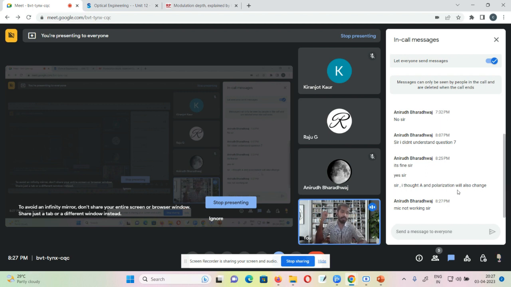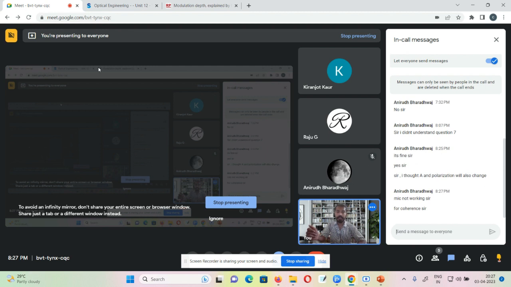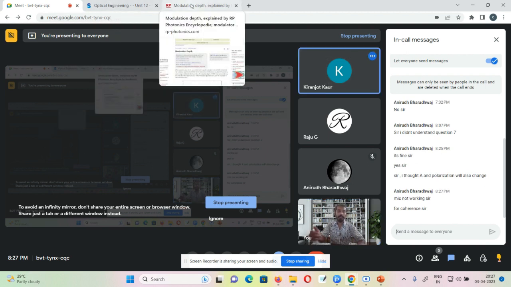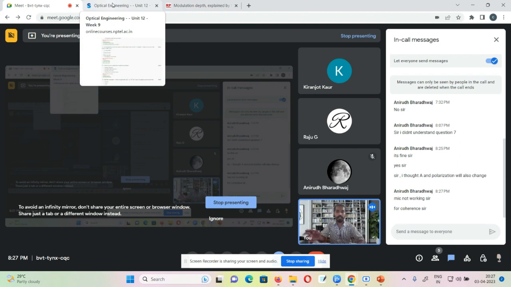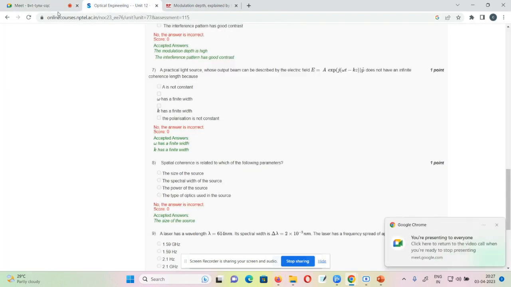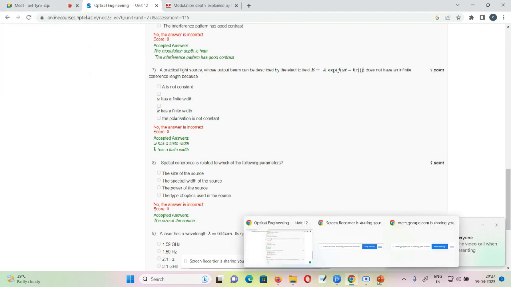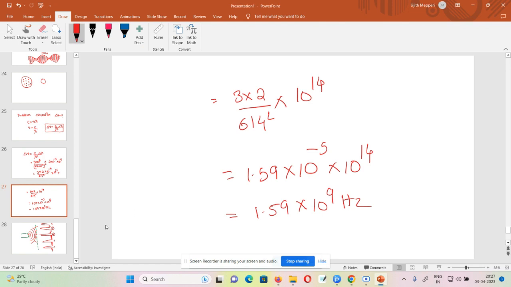In that case, you are saying that polarization will also change. Okay, yeah. In that case, we didn't tell about what will happen in the case of a polarizer. We only discussed the Michelson interferometer. We didn't explain what will happen in the case of a polarizer. Sir, you said you will tell about the polarizer later. Yes. Now you see what will happen.